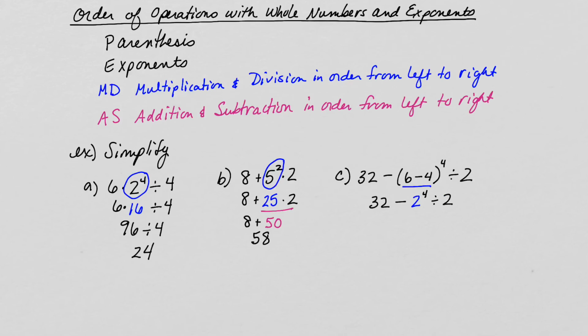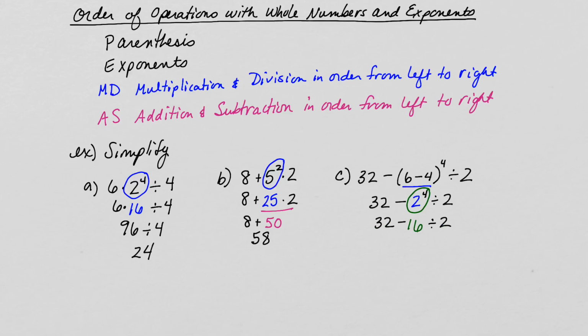The next part, I did my parentheses. Now I'm going to do my exponents. So I have a 2 to the 4th. Notice that the negative is not in parentheses, so I'm not going to be raising the negative to the 4th power. 2 to the 4th, we just did already in part A. 2 to the 4th is 16. So this becomes 16. So I have 32 minus 16 divided by 2.